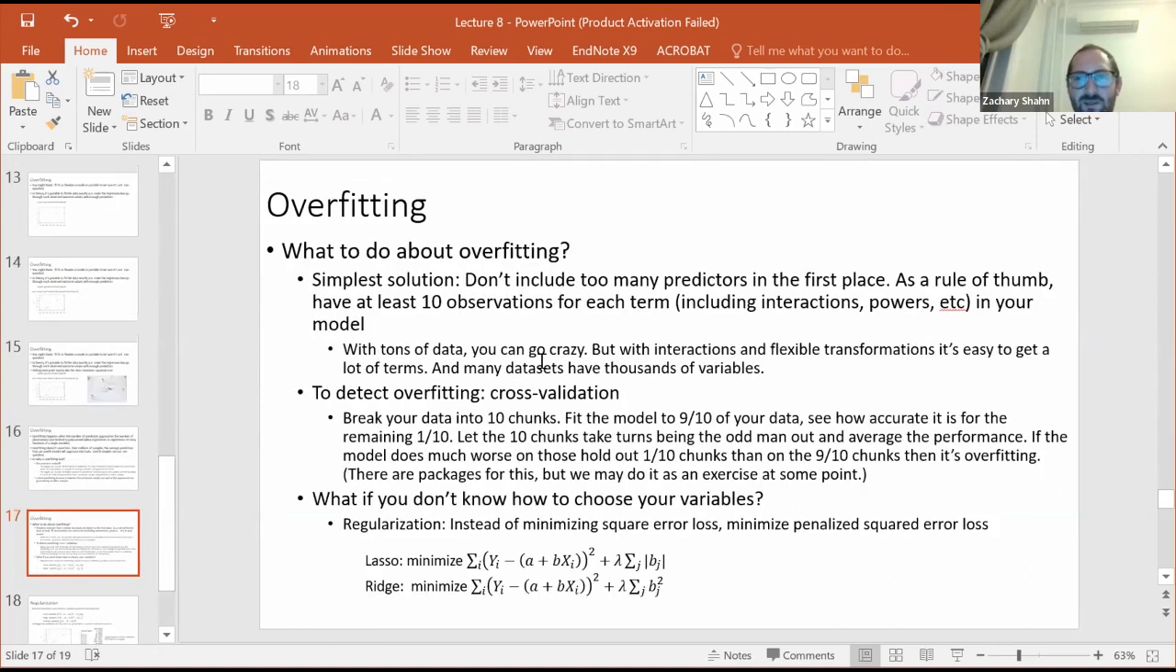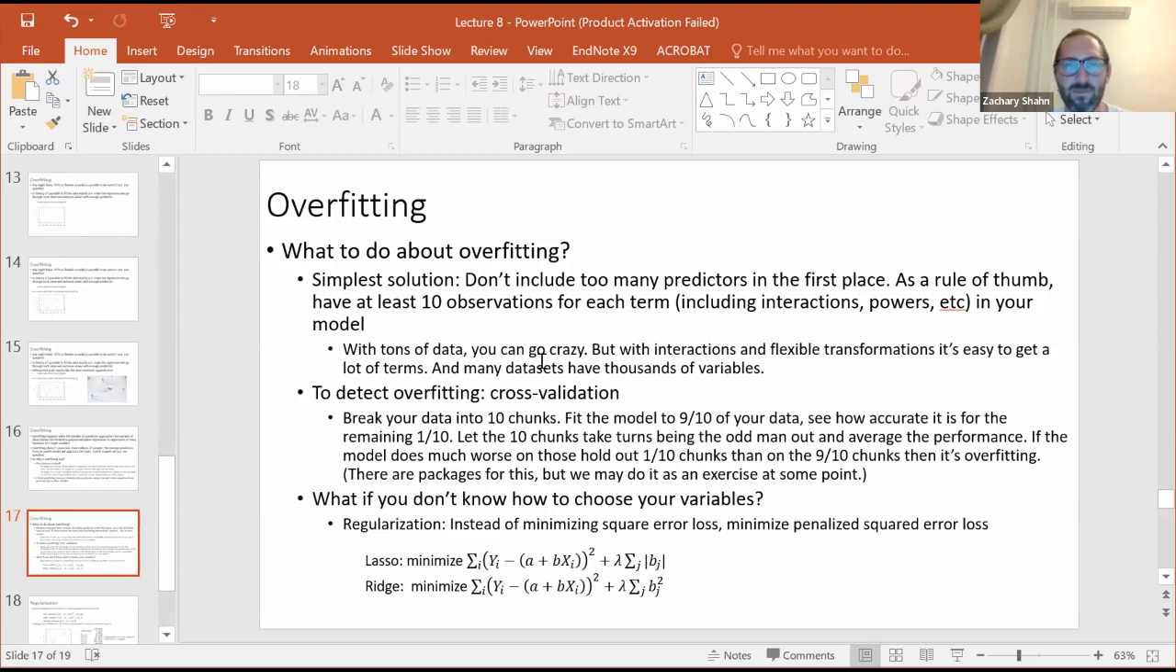The simplest solution that you should probably use most of the time is just don't include too many predictors in the first place. A rule of thumb that people use is to have at least 10 observations for each term in your regression model. That includes interactions, power terms, spline expansions, all that stuff. When you do summary of a model in R, all the coefficients of the model are the number of terms in your model. That times 10 should be less than the number of observations in your data set.